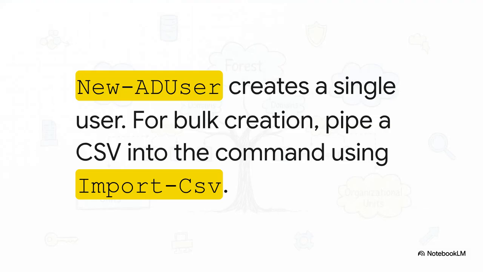To make a new user, you use the New-ADUser PowerShell cmdlet. And for creating users in bulk, you can just load all their info from a CSV file using Import-Csv and pipe it right into that command. The most important part here is the path, which needs the user's distinguished name, or DN. The DN is basically the full, unique mailing address for that object in Active Directory. It tells PowerShell exactly where to put the new account.